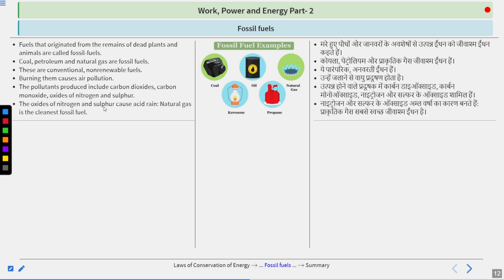The oxides of nitrogen and sulfur cause acid rain. Why? Because when they remain in the air and whenever it rains, the droplets of rainwater get mixed with these oxides of nitrogen and sulfur and form acidic droplets. Okay, and this causes acid rain. Natural gas is the cleanest fossil fuel that we have ever found. Why? Because natural gas does not produce as much carbon dioxide, carbon monoxide, and oxides of nitrogen and sulfur. That's why it is the cleanest. It is not that polluting.